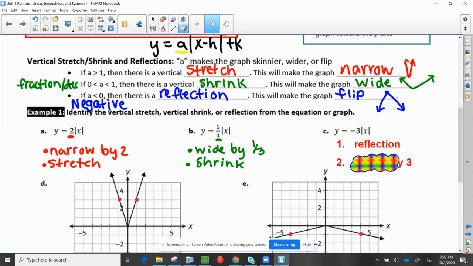Okay, a negative in front is going to make that become a reflection, meaning that graph is going to flip. Okay, so a negative flips the graph, and a coefficient of 3 is going to make it narrow, or aka a stretch. Okay, so that's how we go ahead and deal with those.